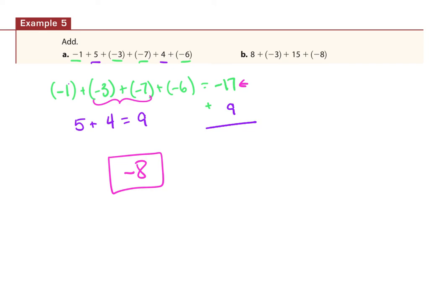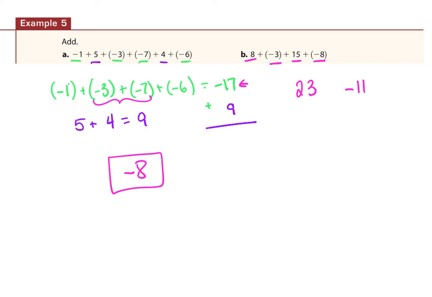Look at the next one. So how do you think I'm going to do this? Well, I'm going to say the 8 and the 15. That gives me what? Gives me 23. And -3 and -8. Is this the easiest way to do this? Is that how you would group those? I'm just asking. Would anybody else group that differently? Because I would. Why do you think I'd group this any differently than just positives and negatives?